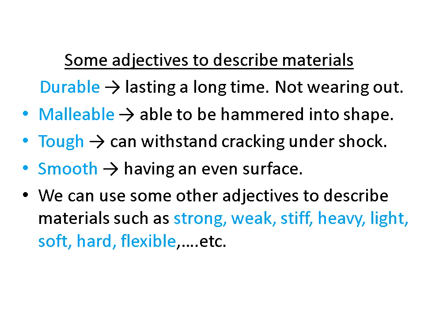We can use some other adjectives to describe materials and we'll discuss them later, inshallah. We can say, for example, some materials are strong. Some of them are weak, stiff, heavy, light, soft, hard, flexible, and so on. So we can use these adjectives to describe the materials. We'll say this material is tough. This material is weak. This material is heavy. This material is stiff. This material is flexible. And so on.